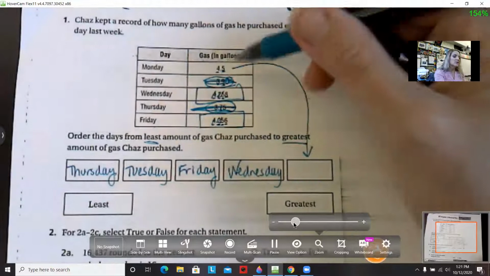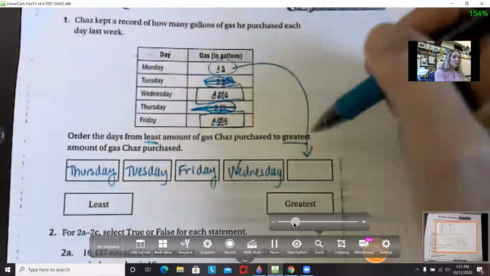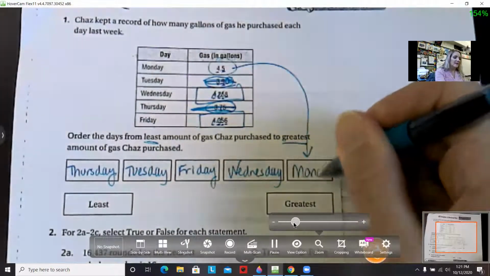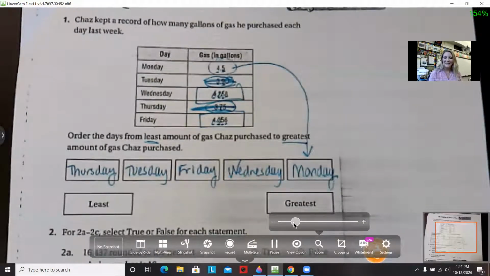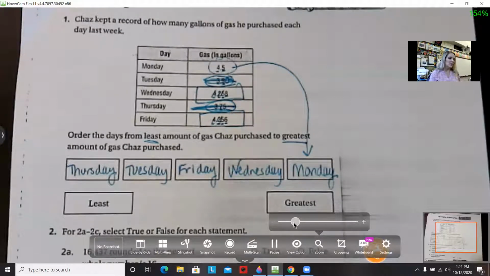And of course, the largest number here is 4 and 5 tenths, and that is on Monday, where he paid for more, or I guess he got more gallons of gas. Alrighty, kiddos, those are our answers for number 1.